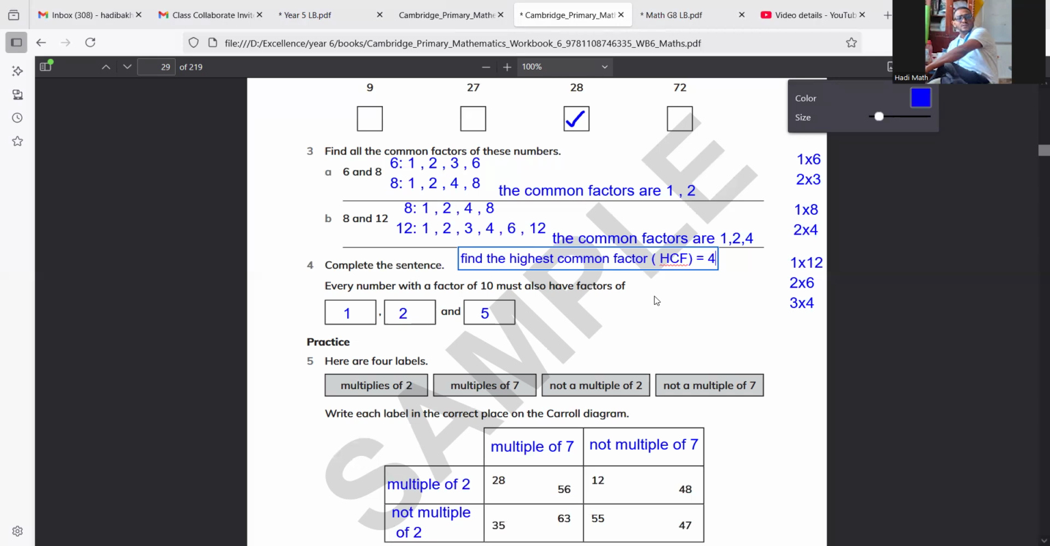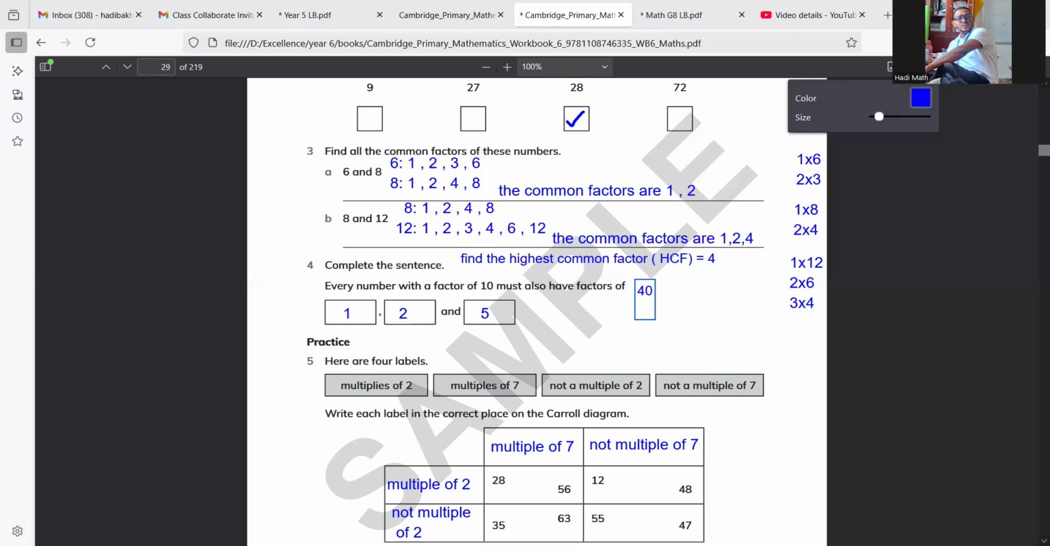Like for example, if we say 40, 10 is a factor of 40. That means all the factors of 10 are factors of 40. Okay, we can see this very clearly if we talk about 40. What are the factors of 40?